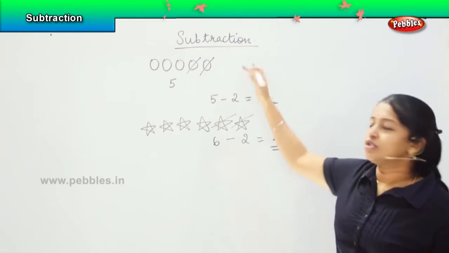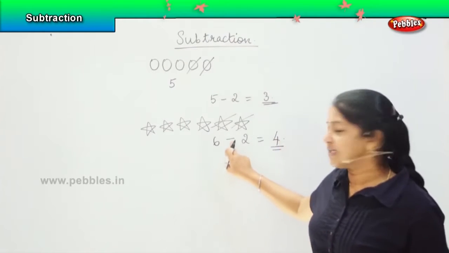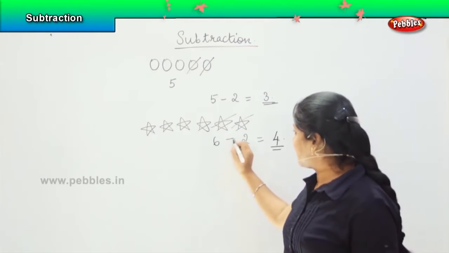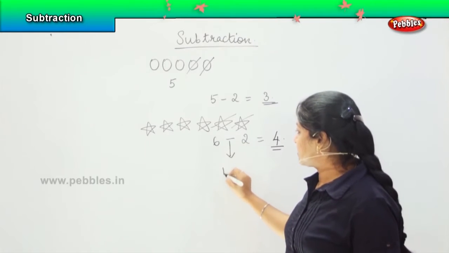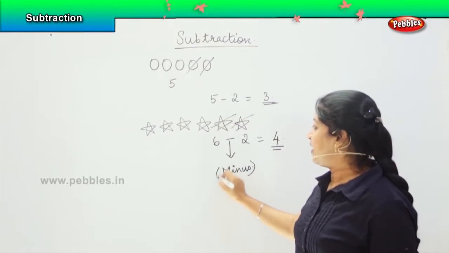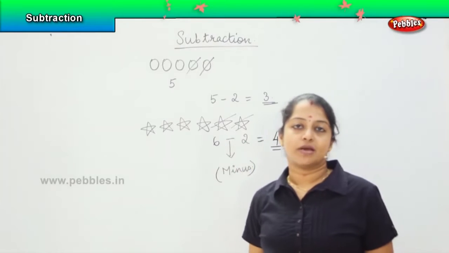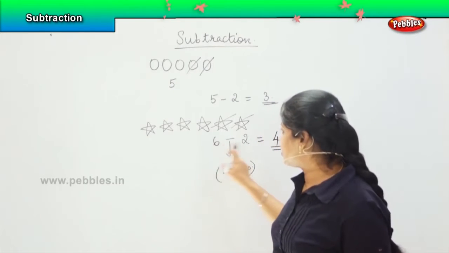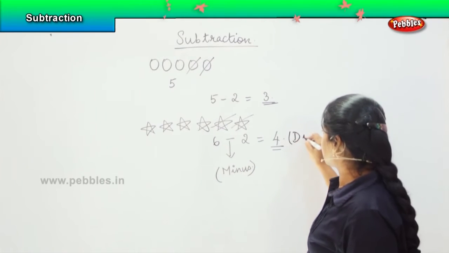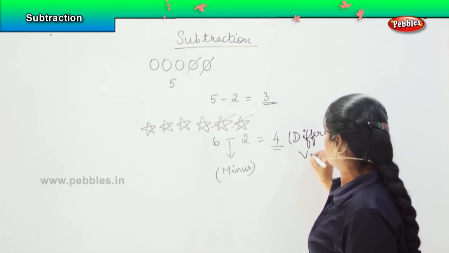So what did we notice in these two questions, children? What was common? Here I am using the sign something like a dash, right? So what is this sign called? This sign is called minus. Okay, whenever you see this symbol, it means that I have to reduce the number. Okay, and these two numbers give me the difference value. This is called my difference value.